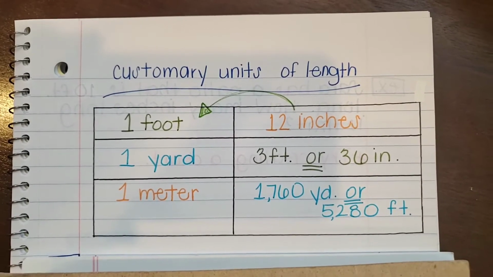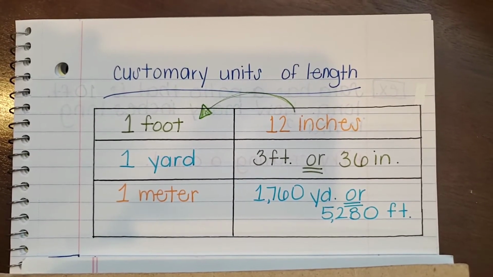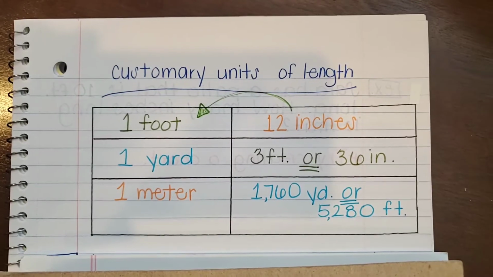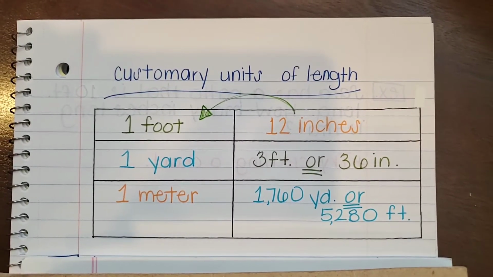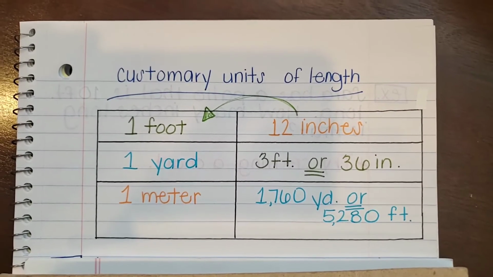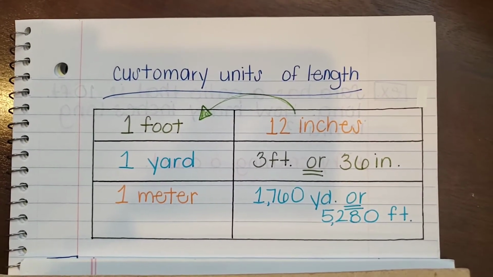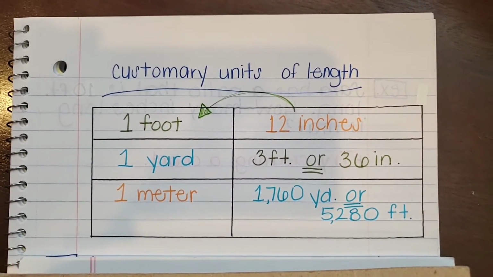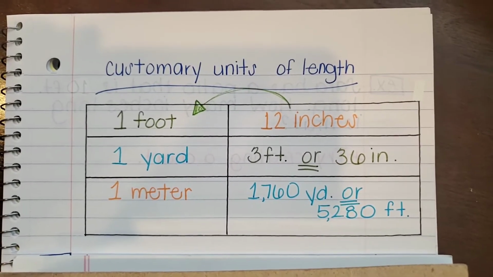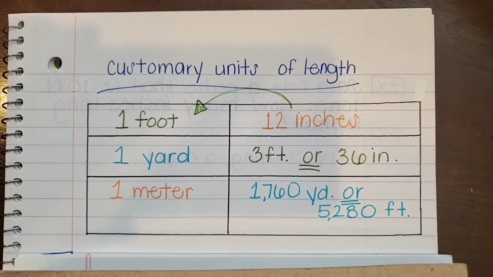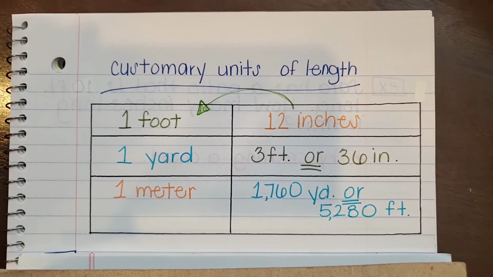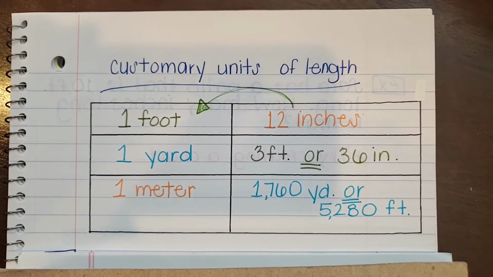So we're starting with customary units of length, and you can see that I've got a table that shows how much 1 foot, 1 yard, and 1 meter are equal to. So if you could take a minute and jot this chart down in your notebook and label your page, that will be helpful during this chapter for you. The reason that there's an arrow going from the right to the left is because that's how many of those units are inside the other units.